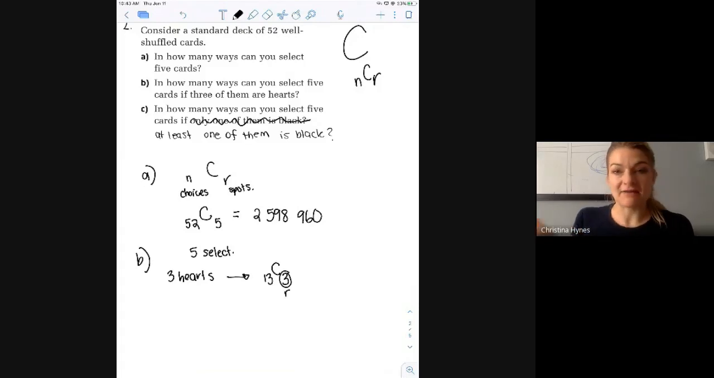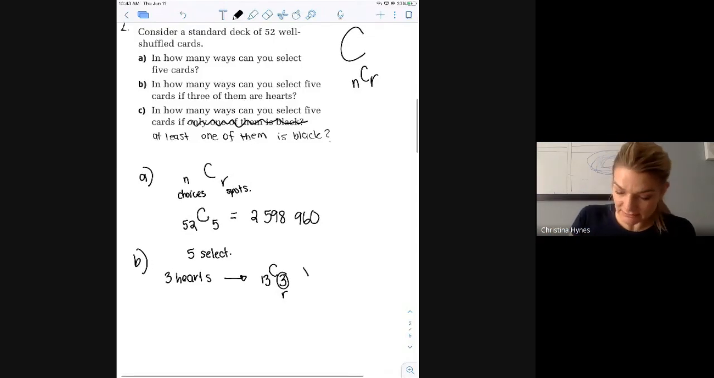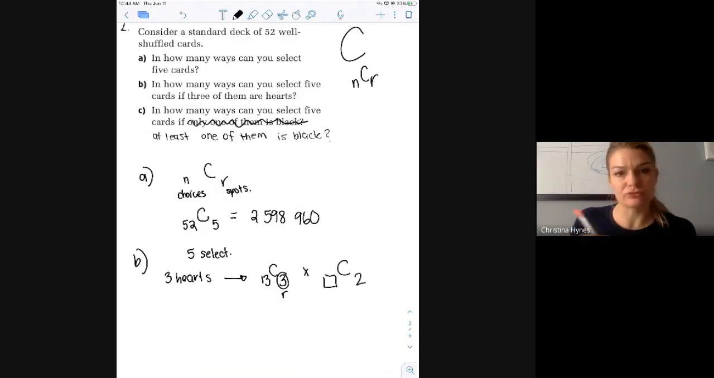I only now have in my hands 3 cards, okay? So that means I need 2 more cards. So I have to have some missing and choose 2. Right? So I always need to make sure that that R value makes sense, that it adds up to how many cards I actually want to select or how many people I want to select.